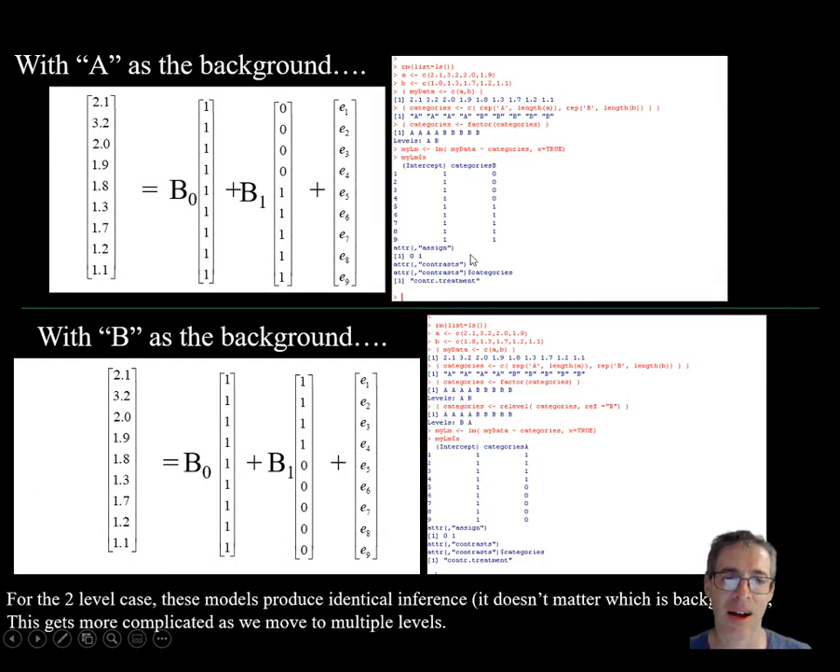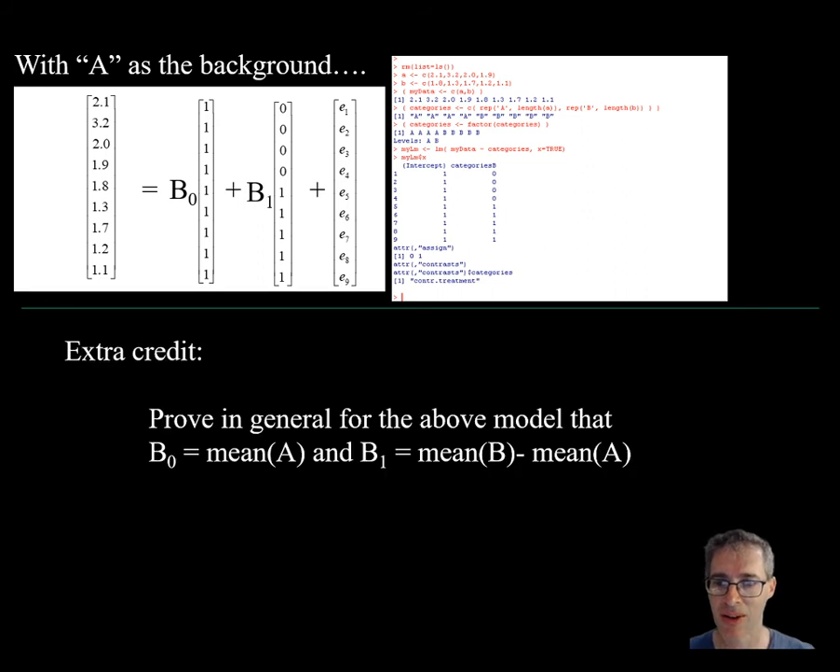And again, just to compare these two, with A as the background, then A's are zeros, and with B as the background, the B's are zeros. The parameters get flipped between the two, but the p-value comes out exactly the same because it doesn't matter. You're measuring the difference between the two, so it doesn't matter which one you say is background and which one you say is the difference from the background.